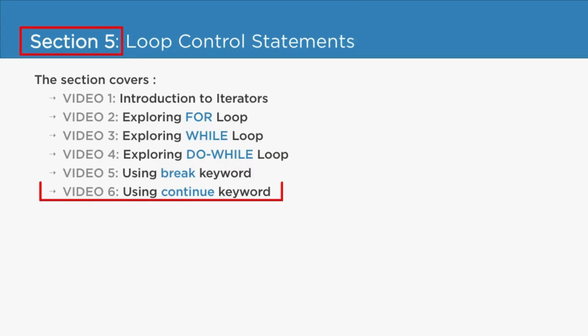Currently we are in section 5 and we are about to check out the last video, that is the 6th video of this section. So in this video, first we will check out what the continue keyword is, how to use it, and how to use it along with labels for loops.